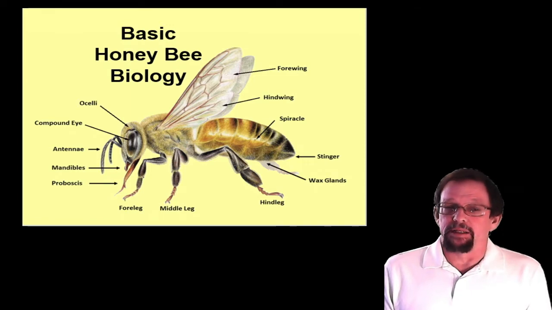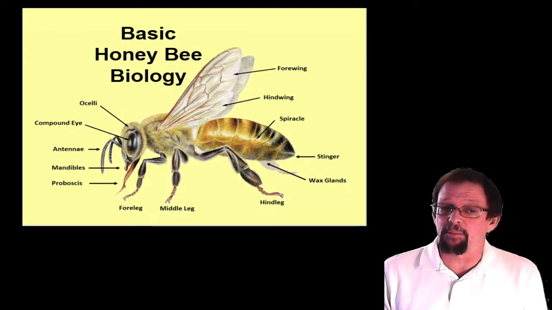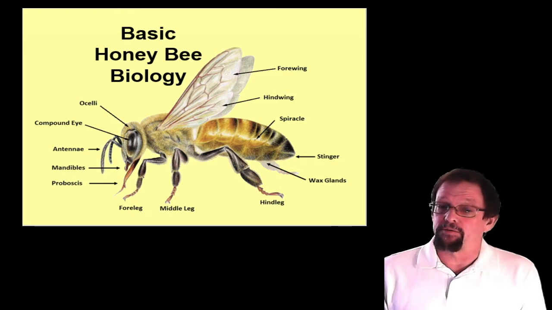Basic honeybee biology. I'm going to cover this a little bit more in depth later on, but I'm just going to go over it really quickly here. The honeybee is divided into three major portions: the head, the thorax, and the abdomen. The head has most of the sensory organs. There are three rudimentary eyes called the ocelli. They have two compound eyes, the antennae, which have most of the sensory portions of the bee, the mandibles, which are used to manipulate wax, and the proboscis, which is used to gather water and nectar.